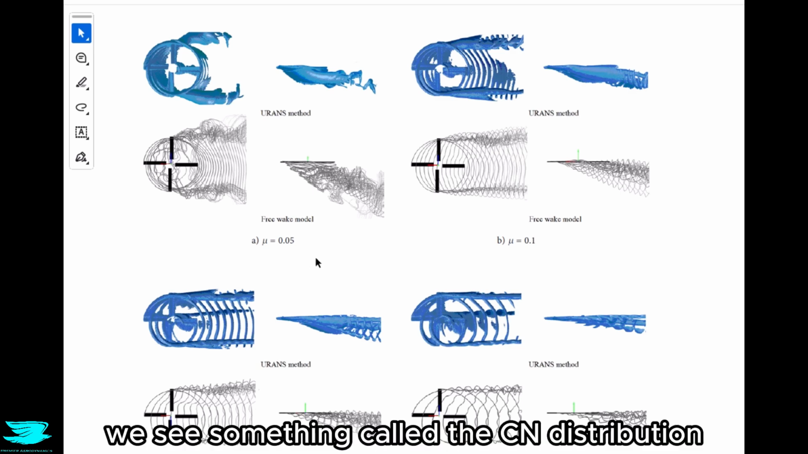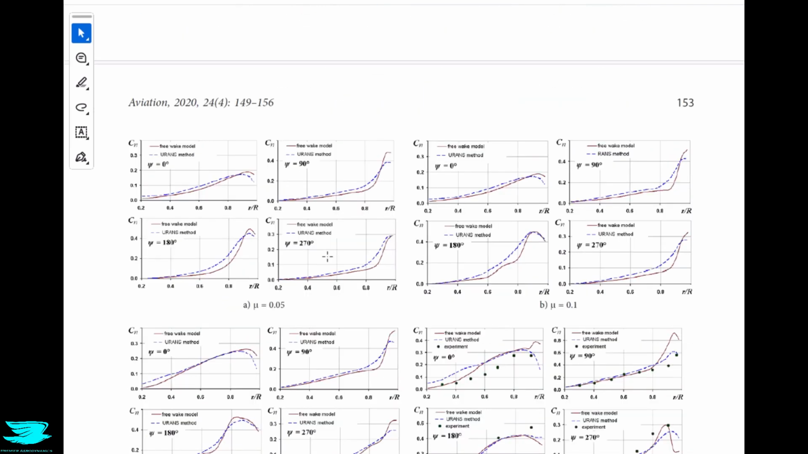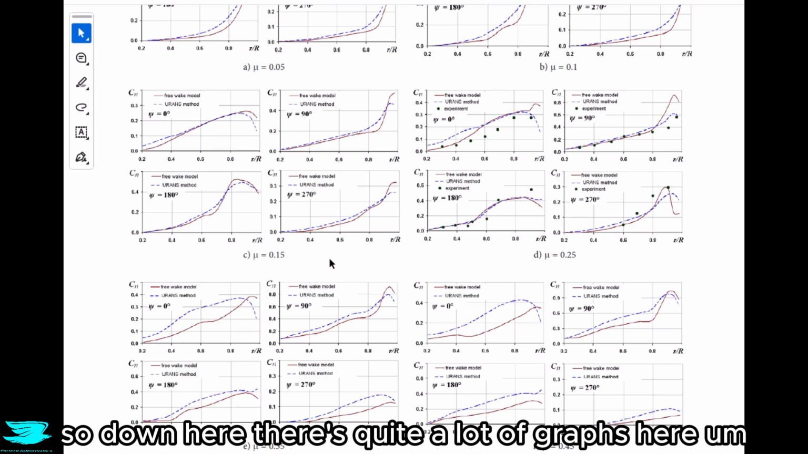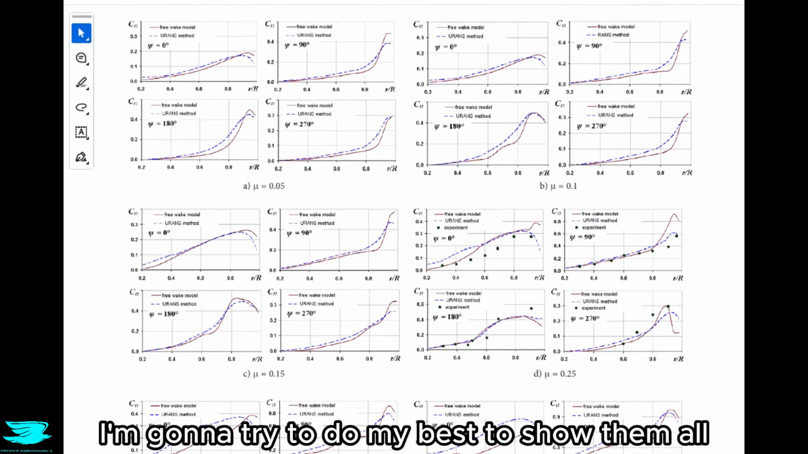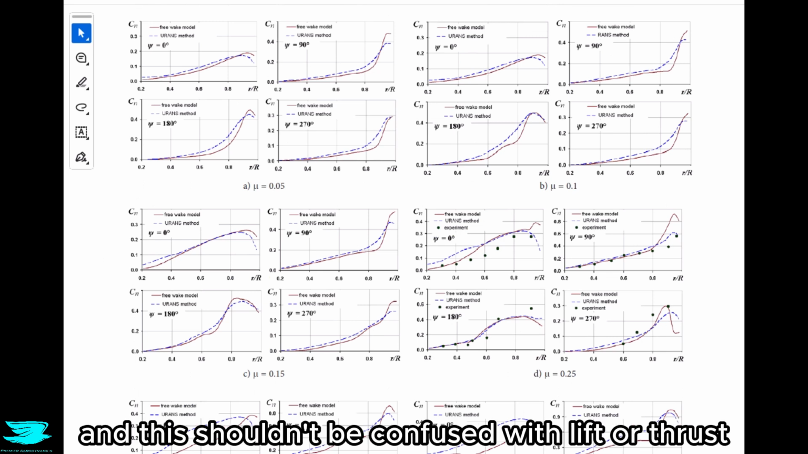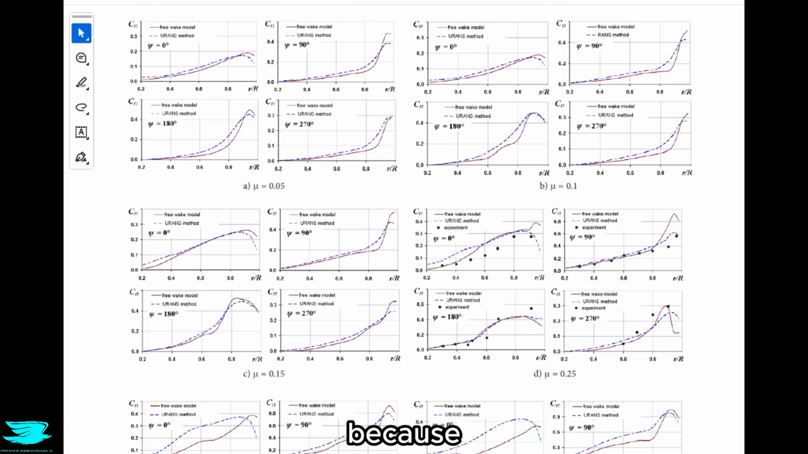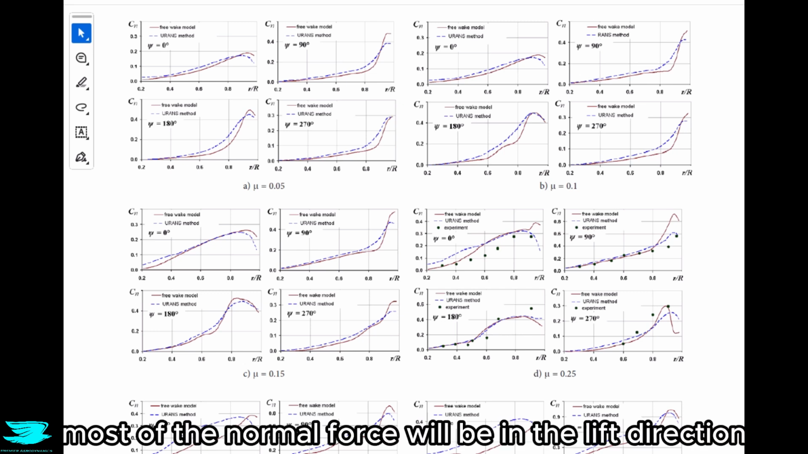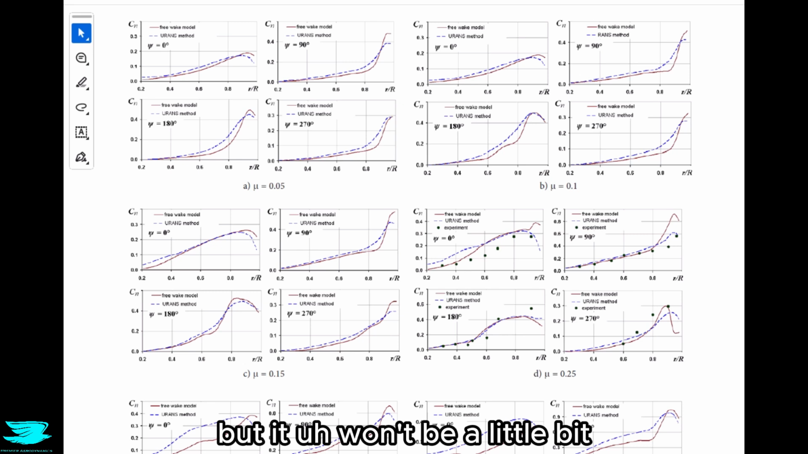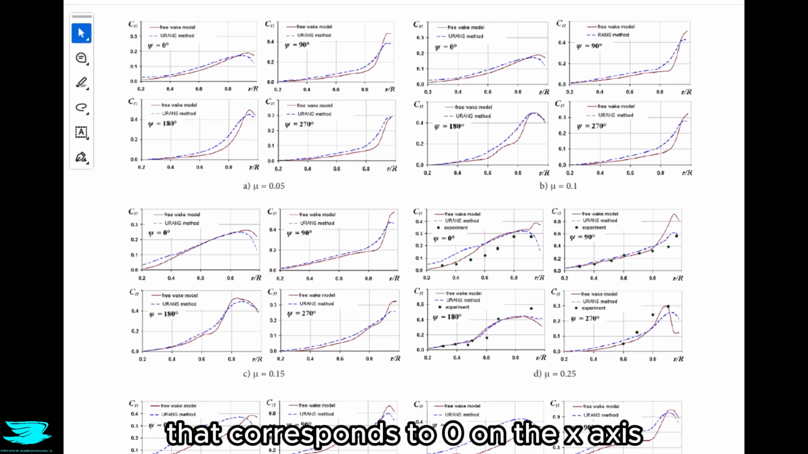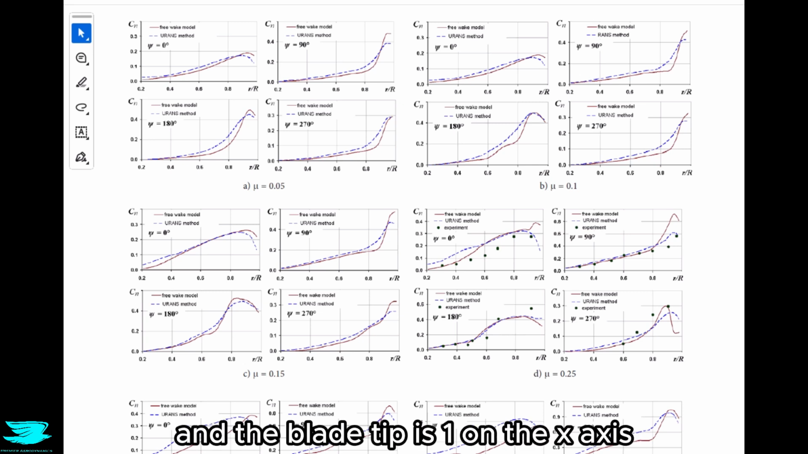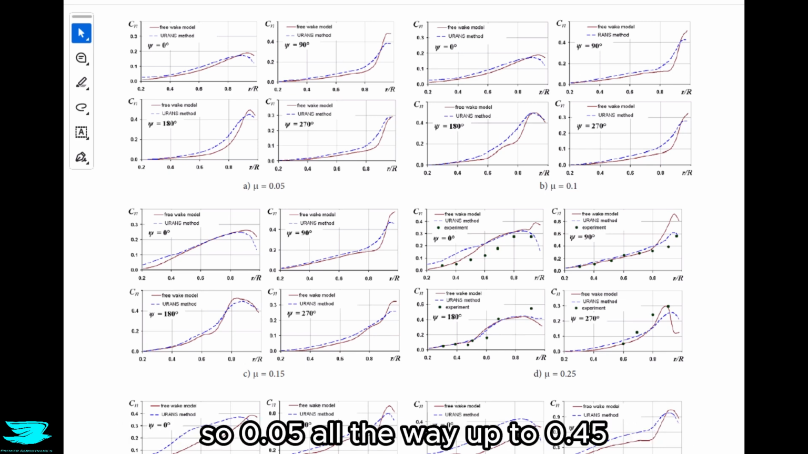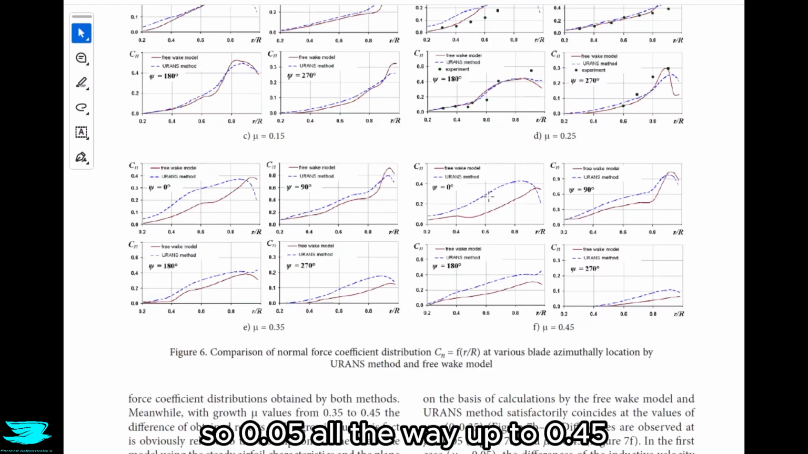Anyway, in figure 6, we see something called the CN distribution. So down here, there's quite a lot of graphs. I'm going to try to do my best to show them all. CN means the normal force coefficient, and this shouldn't be confused with lift or thrust because this is actually the normal force to the blade's chord. And because these blades are pitched to 8 degrees, the normal force is slightly skewed. Most of the normal force will be in the lift direction, but not all of it. So these graphs are close to the lift produced as you go to the root. That corresponds to 0 on the x-axis, and the blade tip is 1 on the x-axis. And the advance ratios are shown too, from 0.05 all the way up to 0.45.